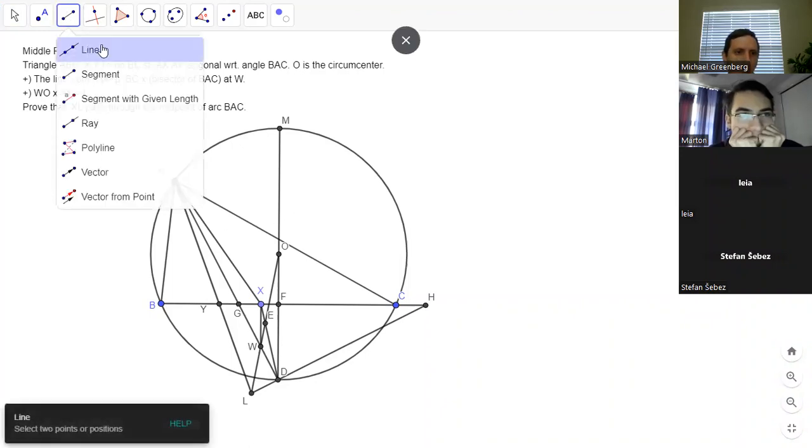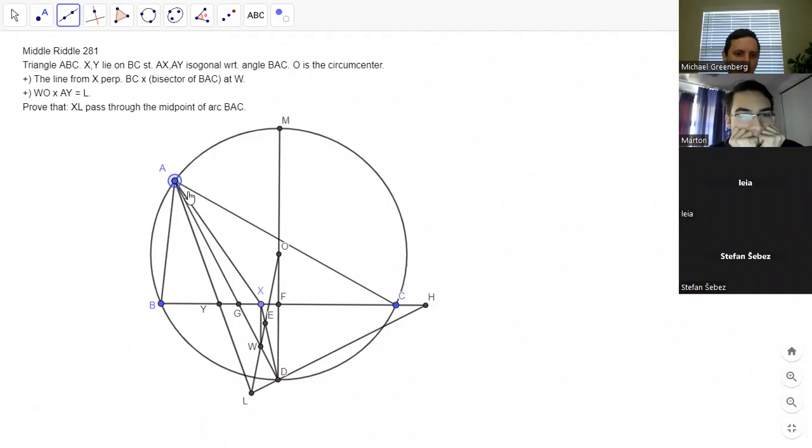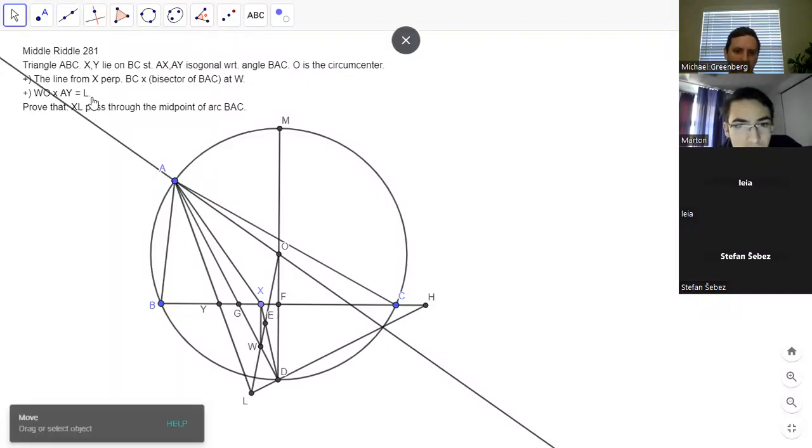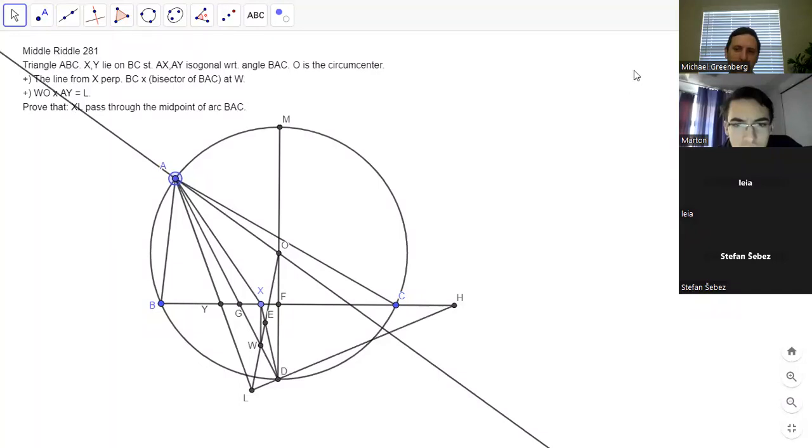So what if we let AO intersect BC? Oh, then we'd have to let AE intersect BC. Is this the antipode of A? Let's see. I don't think it is.